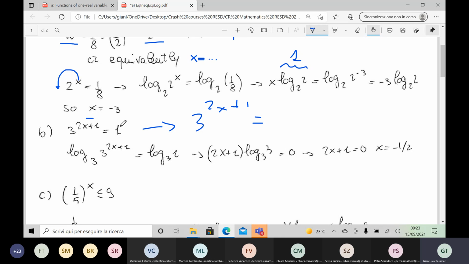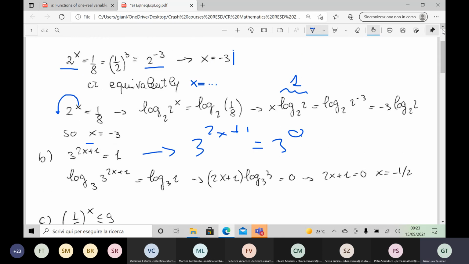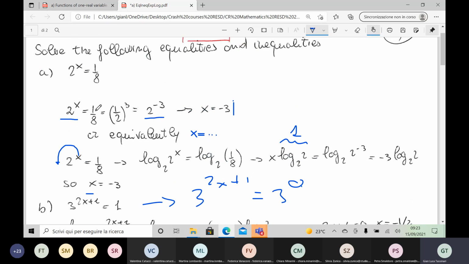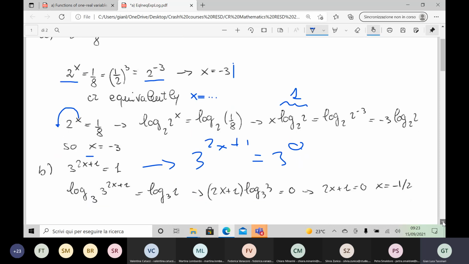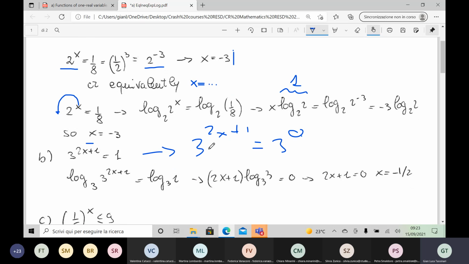Well, every basis to the power 0 is equal to 1. So 3 to the power 0. So you see, we can apply again the approach we applied here. The equivalent approach. Because guys, in this case, we have two powers that must be equal with the same basis. So since the bases are equal, for this equation to be fulfilled, you need to equate the exponent.